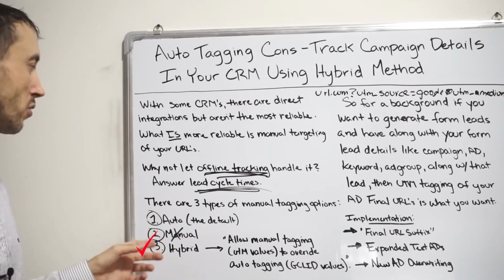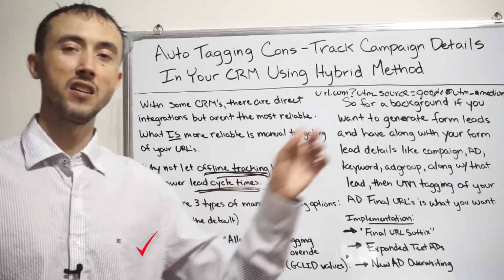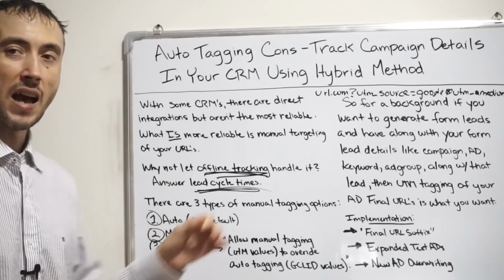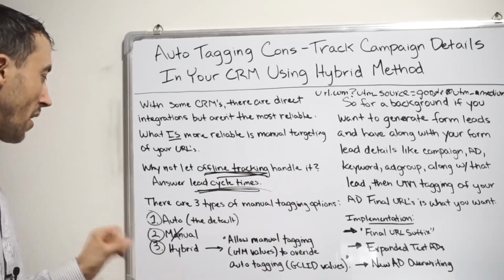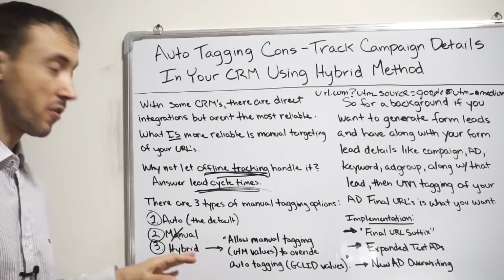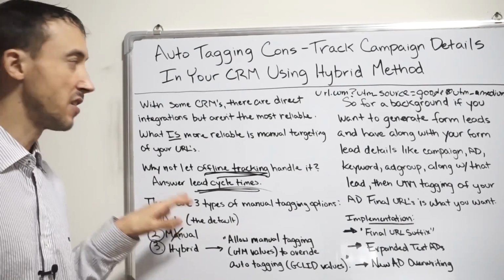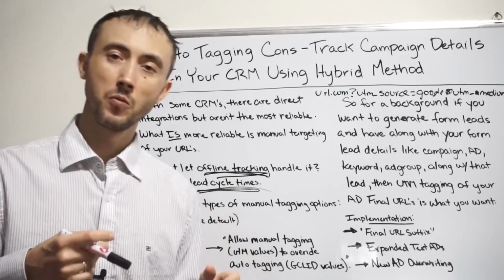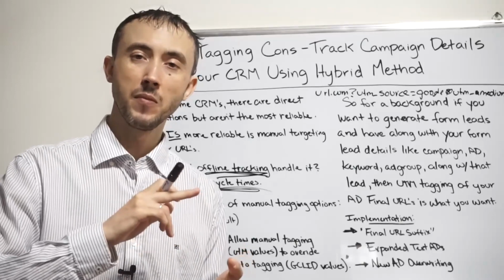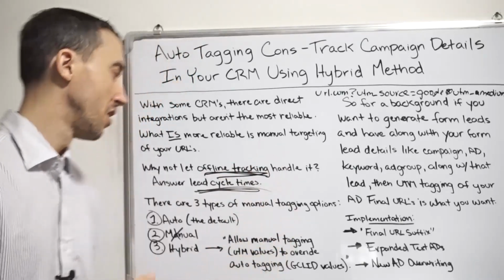Hybrid tagging allows Google to keep the auto tagging they have on default so they can do tracking in Google Analytics well and through Google Ads, but it allows you to do manual tagging of your URLs as well. And so the auto tagging that Google doesn't allow you to have so that you can put the keyword, ad group, ad name, campaign name in with the form details when they're submitted.